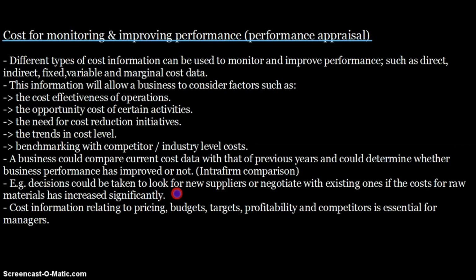So decisions could be taken to look for new suppliers or negotiate with existing ones if the cost of raw materials has increased significantly. If you can identify using cost data that your cost has increased, then you can make certain decisions to reduce that cost. Cost information relating to pricing, budgets, targets, profitability, and competitors is essential for managers.